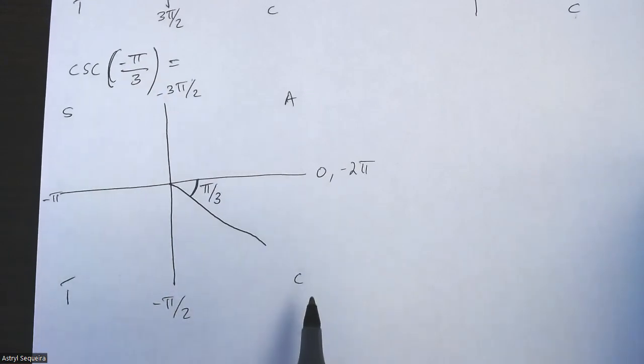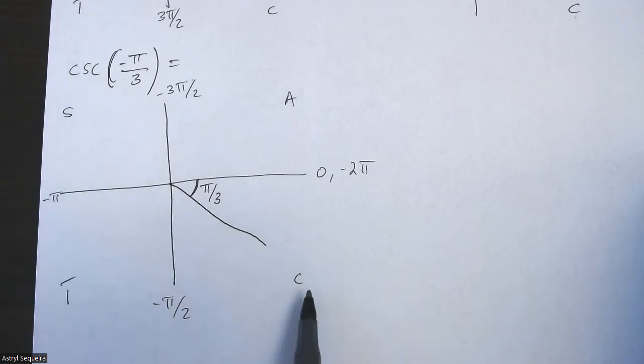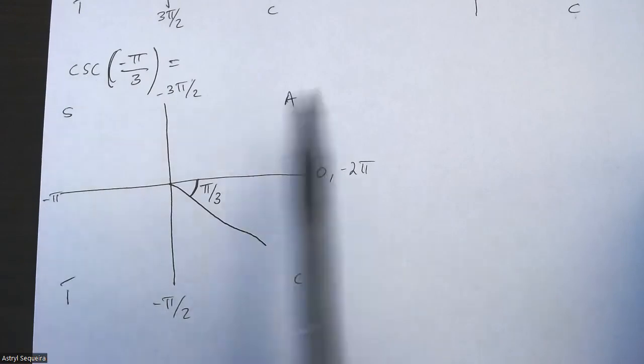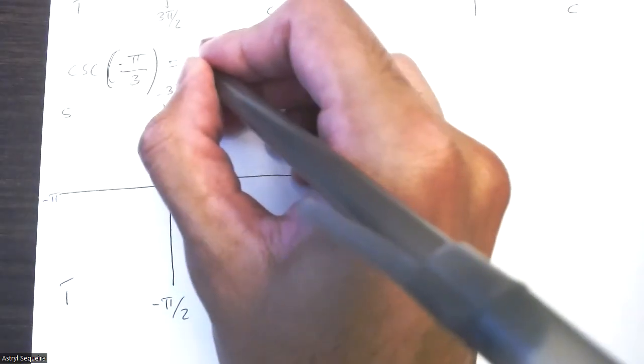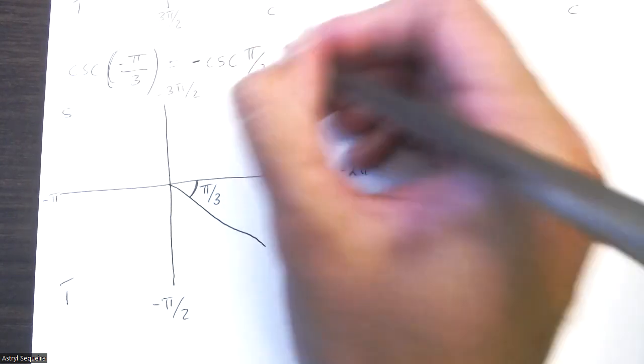We know that cosec is the reciprocal of sine, and sine is negative in this quadrant, which means cosec is also going to be negative in this quadrant. So my answer here is negative cosec, and then the acute angle is just pi over 3.